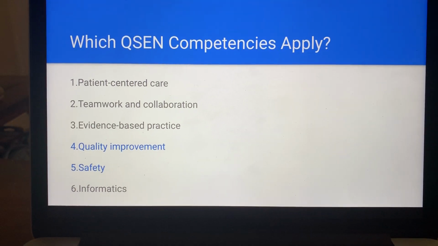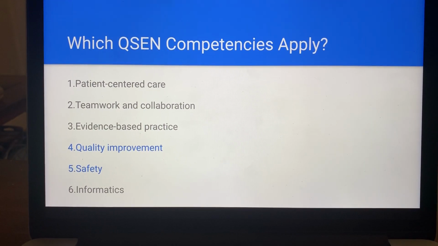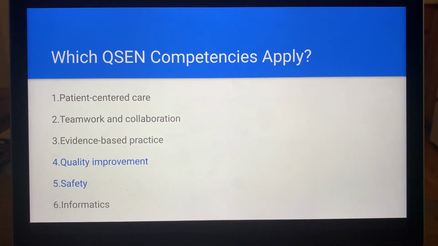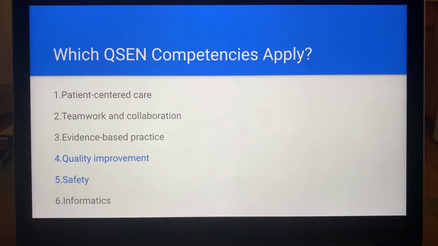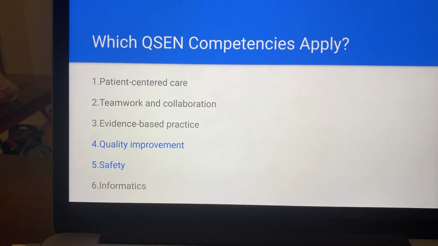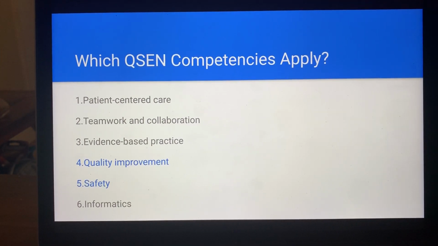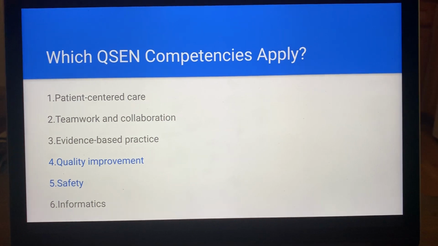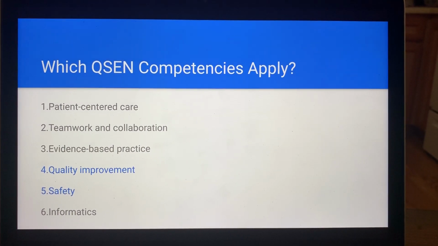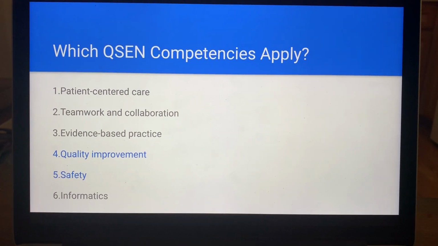So which QSEN competencies apply here? I felt that safety and quality improvement, obviously things need to be done to make the care for our patients better. So quality improvement, getting better on medication administration and the issue, and then safety, giving a patient a medicine that's not theirs and it could seriously harm them, whether it be life-threatening or not. It can cause damage to the body.